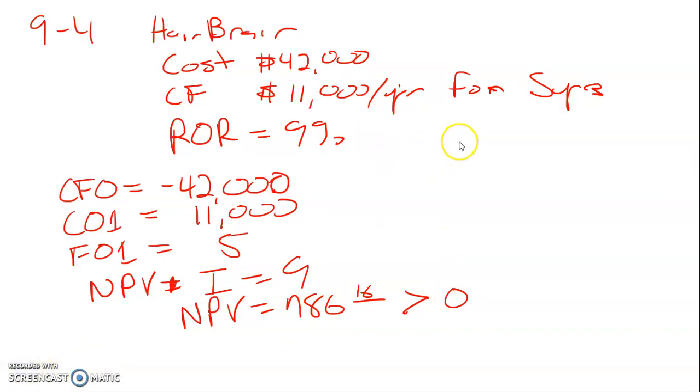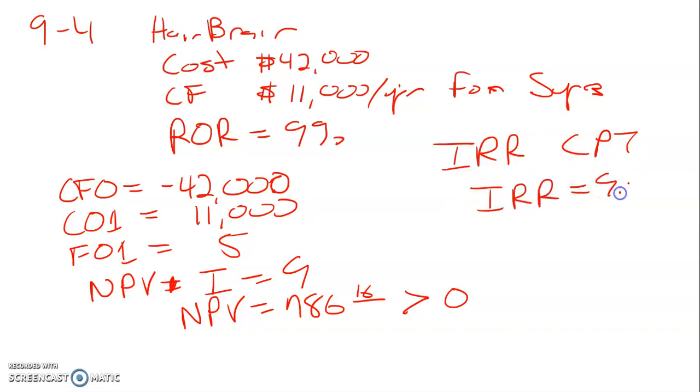Just a note here: on any project or any cash flows you've entered into the cash flow function, you can always just hit IRR and compute, and in this case, it gives you an IRR equal to 9.72%.